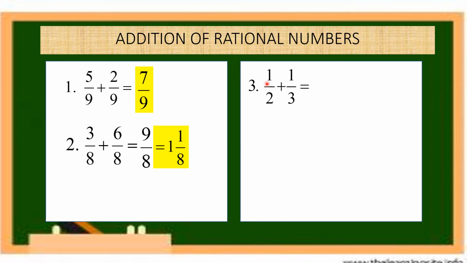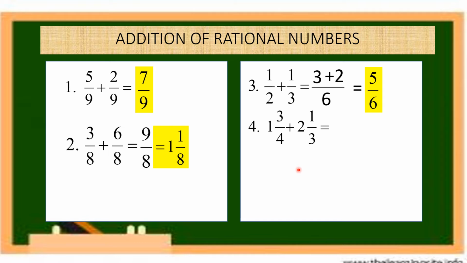We are in problem number 3. We have 1/2 plus 1/3. We have different denominators, so the LCD of 2 and 3 is 6. Then we will write 6. Then we have the fraction part. 6 divided by 2 is 3, and 3 times 1 is still 3. Then we have 6 divided by 3 is 2. 2 times 1 is 2. Then we add 3 plus 2 over 6. That is equivalent to 5 over 6.